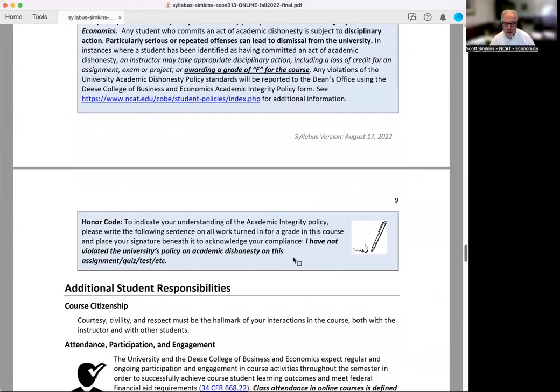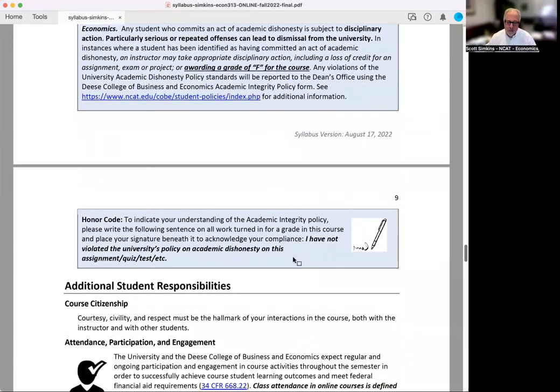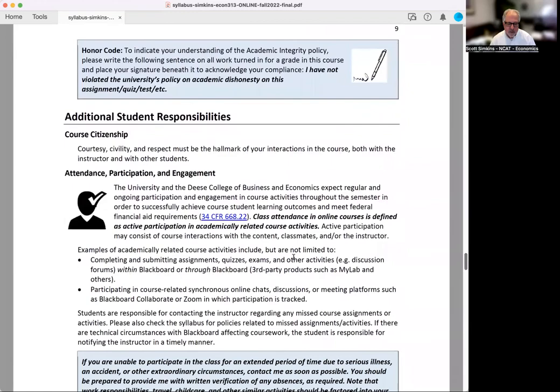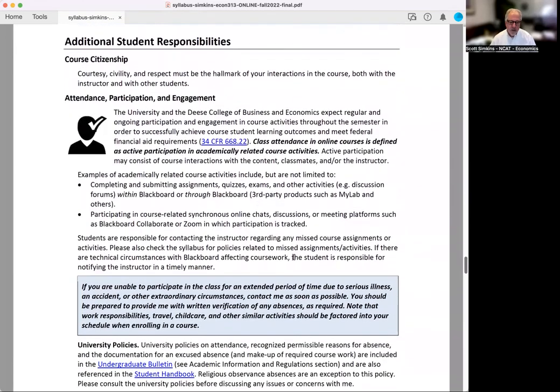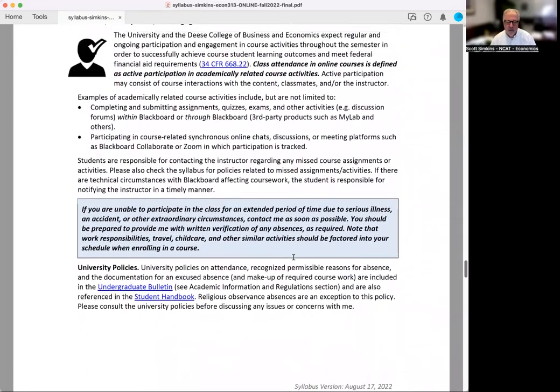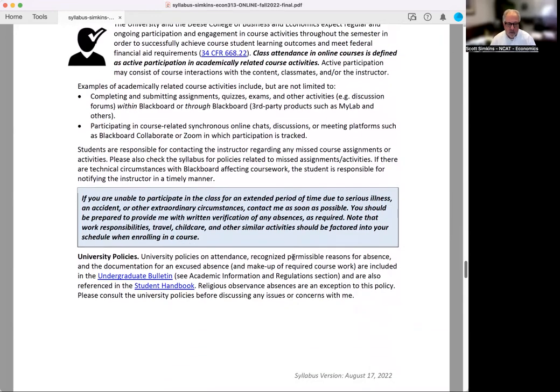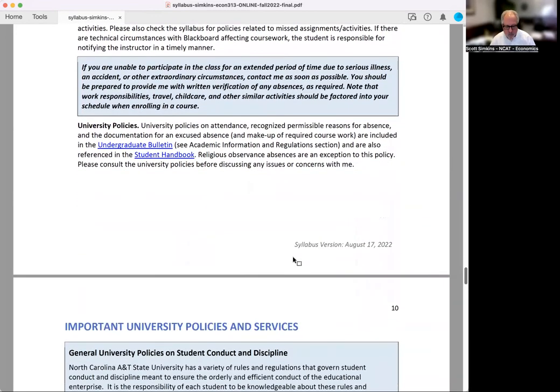And so there's an honor code. I ask you to put that honor code statement on anything that you're handing in the course for a grade. So some additional responsibilities in terms of attendance, participation, etc. Please read through that as well in terms of what gets counted, how attendance gets counted in the course, and engagement in the course.